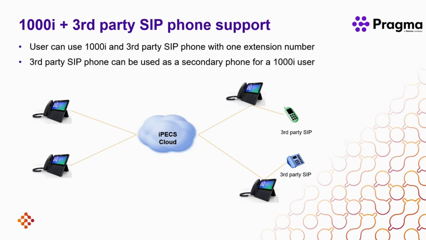ThousandEye plus third-party SIP. Multi-client is pretty common across the platform now, but we've now got the ability to multi-client a ThousandEye with third-party SIP. That means a third-party SIP device and a ThousandEye can have the same extension number on the cloud platform, and obviously ring in tandem when that extension number is called.